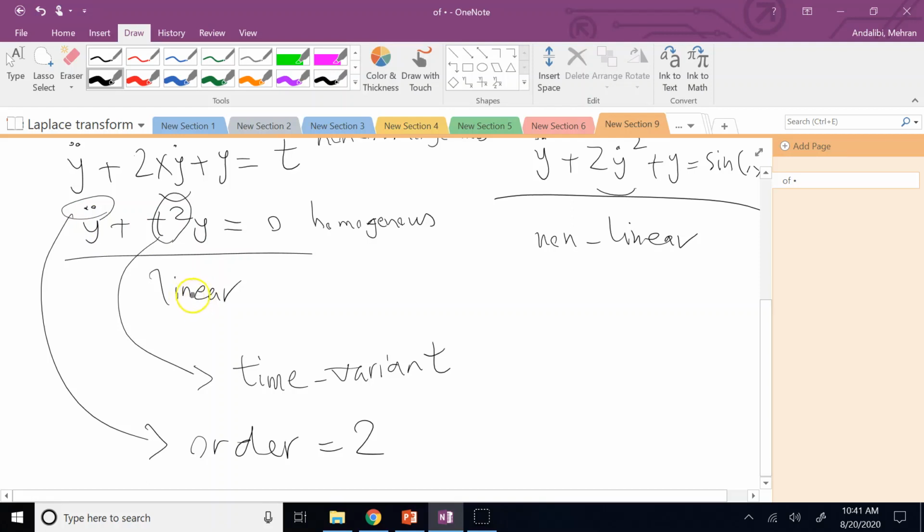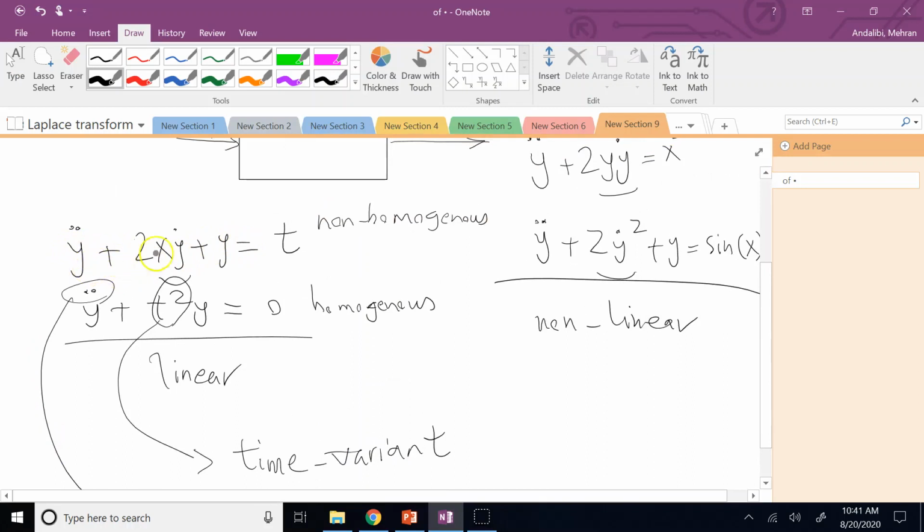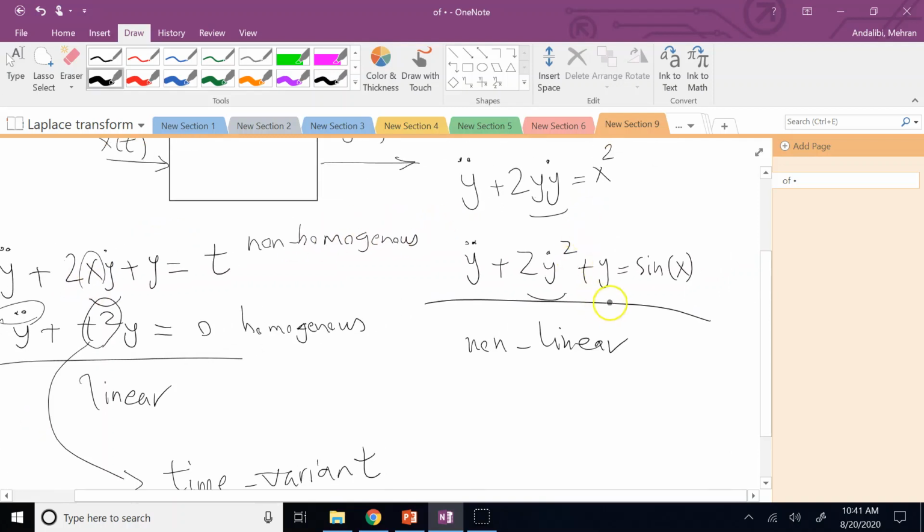It is linear. However, it is time variant and it is homogeneous because there is no term on the right hand side. Okay, what type is this one? Again, second order. It is linear, but it is time variant because this x is a function of t, and it is non-homogeneous. These are all nonlinear.